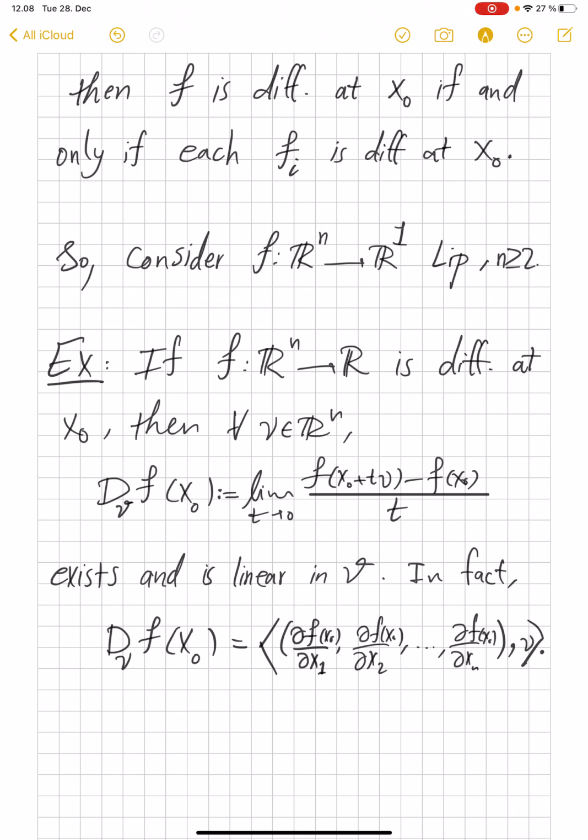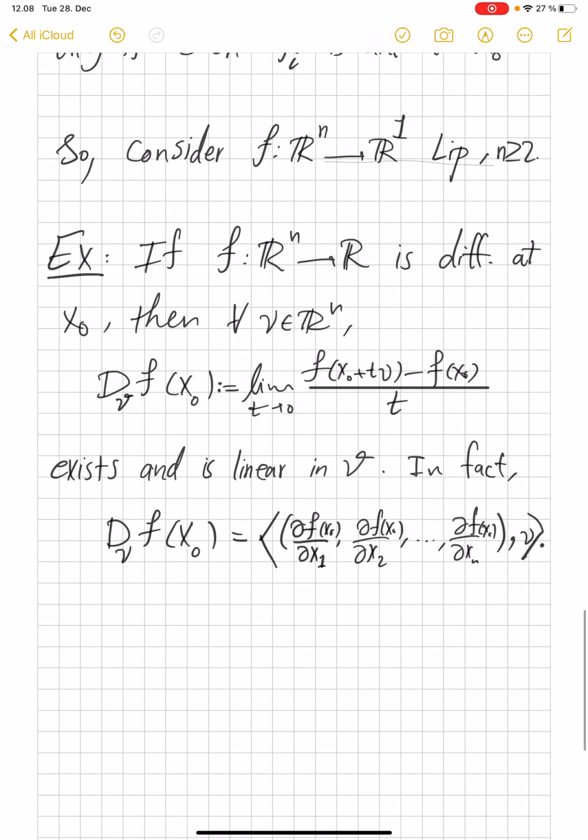So this dot product is obviously a linear map in v. And this vector here we call the gradient of f at x0. So it's all notation, but it's important to keep track of all the notations. Okay, so this started with an if. If your function is differentiable, then the directional derivatives exist. They are linear in v, and this last part is just a simple consequence of being linear. So the important point is that it exists and is linear.